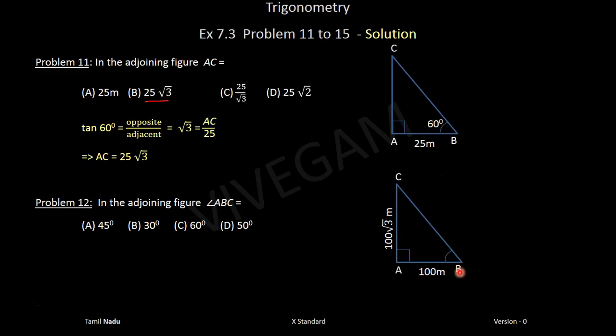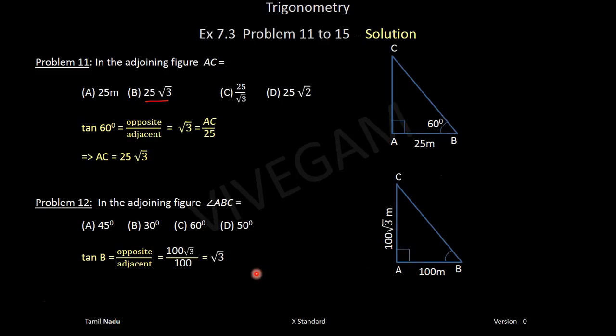It's tan B. Tan B is opposite by adjacent side, right? As I told you, if this is angle B, this is the opposite side, right opposite to it, and the other side becomes adjacent. This is always the hypotenuse because it is opposite to the right angle. So tan B will be opposite by adjacent, that is 100 root 3 by 100.